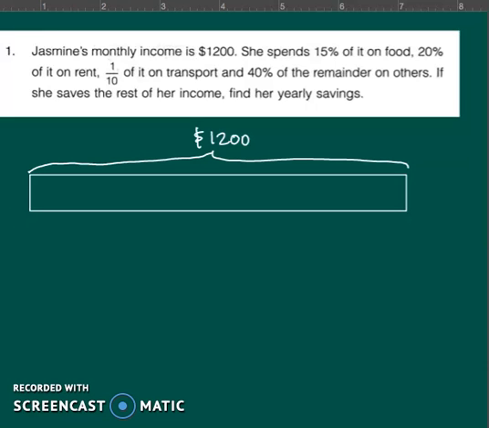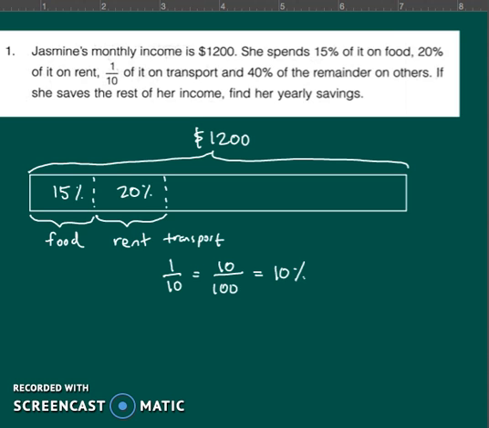Jasmine's monthly income is $1,200. So let's let this bar here represent her entire income, $1,200. She spends 15% of it on food. So there's that. 20% of it on rent. That's about 20%. And 1/10 of it on transport.